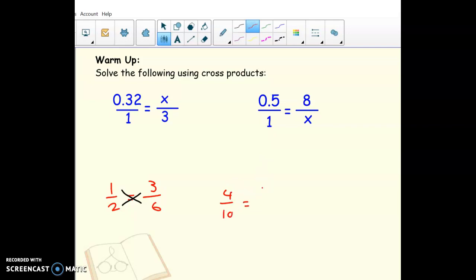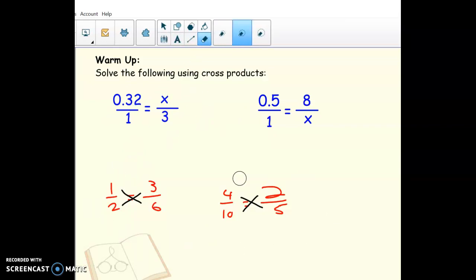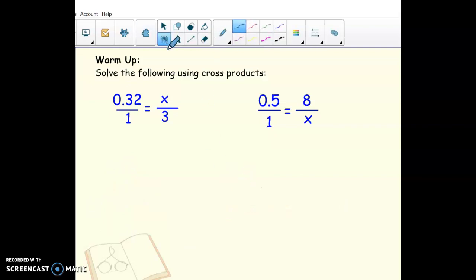So if we do 4/10 and 2/5, if you look at the cross products, 4 times 5 is 20, and 2 times 10 is also 20. So you can use that fact to solve for x when you have a proportion. All right, so pause the video and try these before continuing.